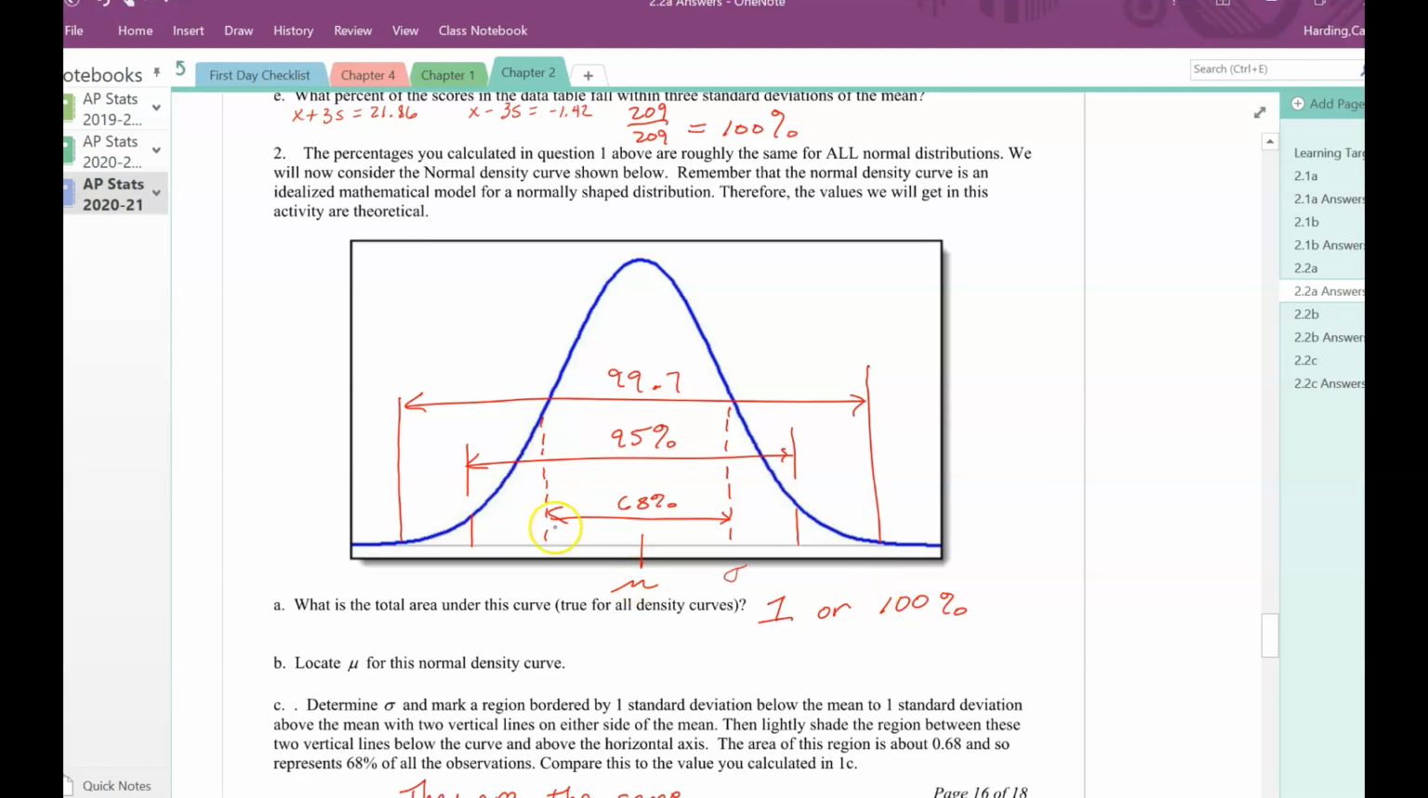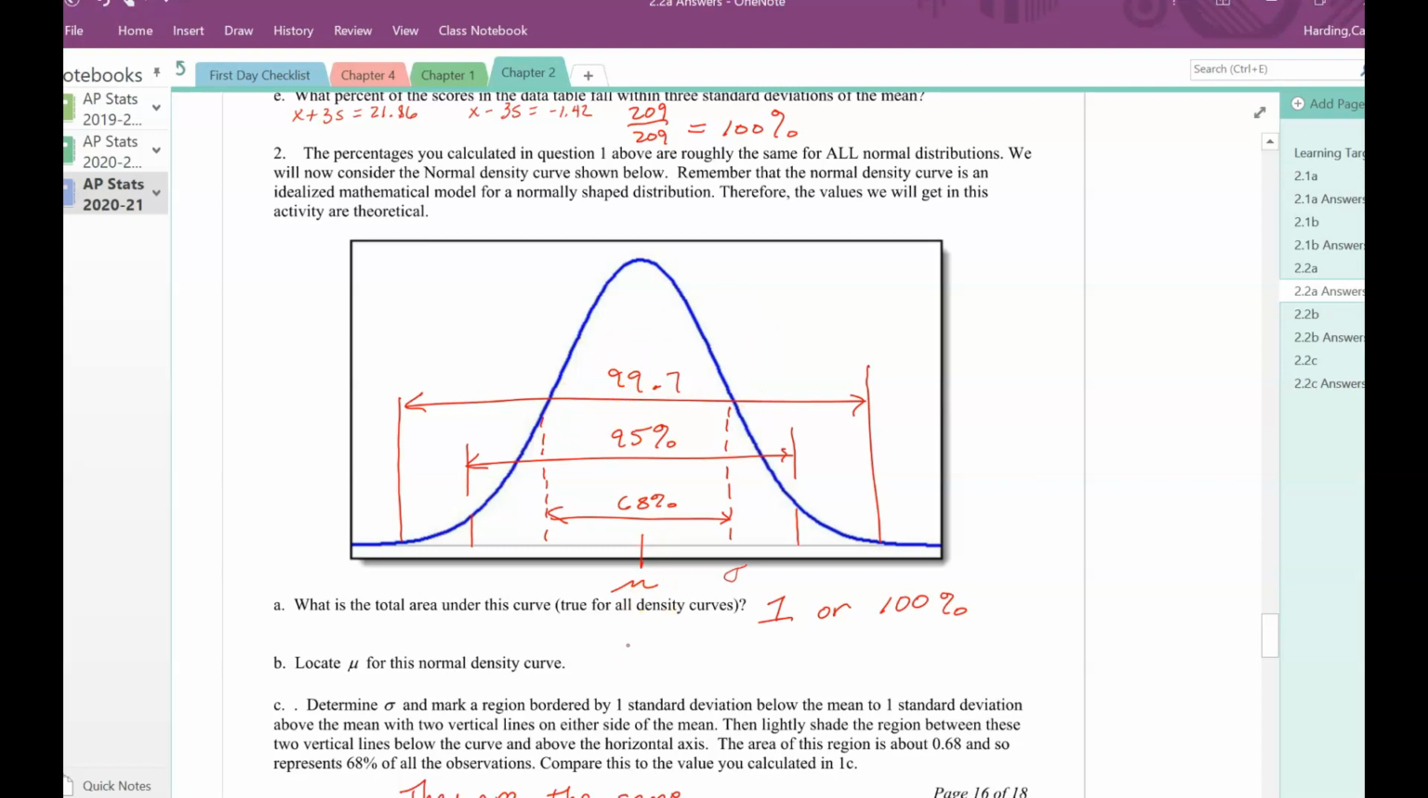So typically in a normal distribution, 68% of the data is within 1 standard deviation. 95% of the data is within 2. 99.7% of the data is within 3 standard deviations of the mean.